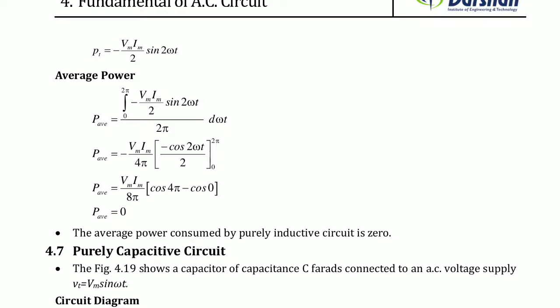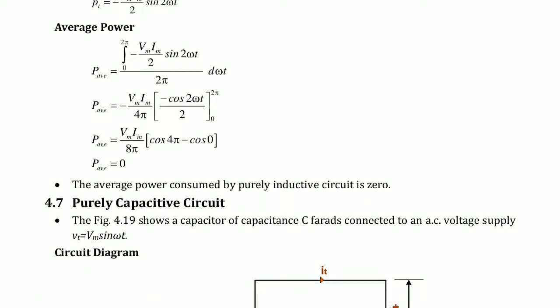So we can conclude one thing: the average power consumed by a purely inductive circuit is 0. The average power consumed by a purely inductive circuit is 0. So this is about pure inductive circuits, in which the current is lagging.